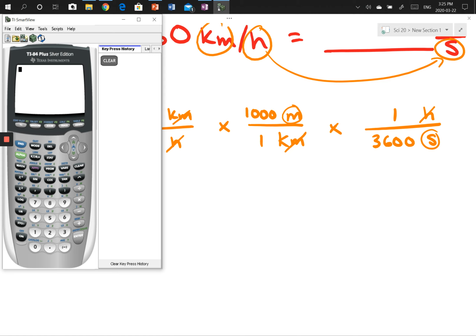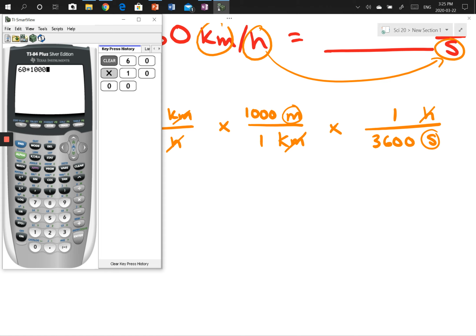Once I put this into my calculator, I'm going to take 60 and times that by 1,000. And I'm going to divide that answer by 3,600. And I get 16.6 repeating. So I get 16.67 meters per second.